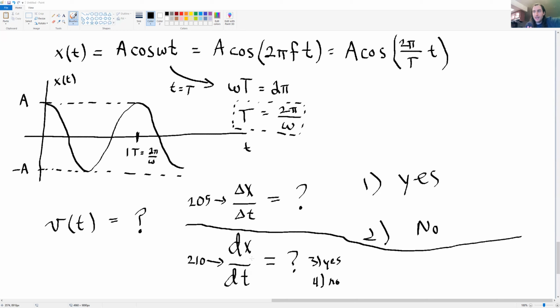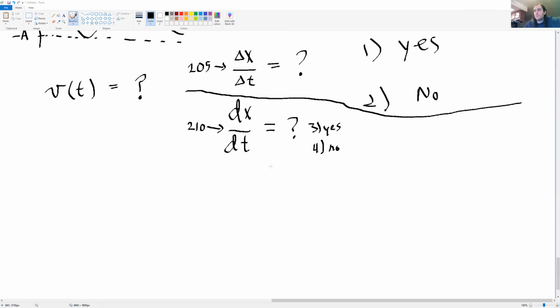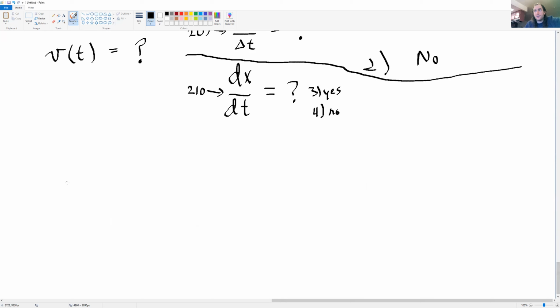So if you're in 210, take the derivative of x of t. If you are in 205, pay attention to what I am going to show on the board now. Those of you who are in 210, you can look at the board after a couple minutes, after you calculate the derivative.